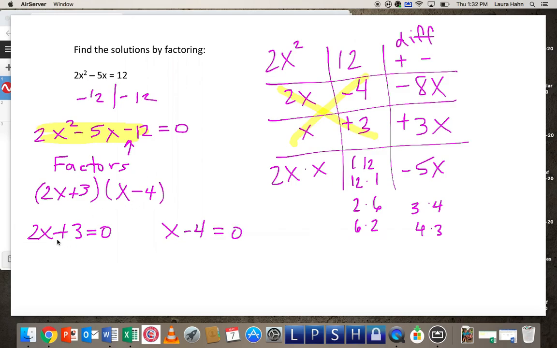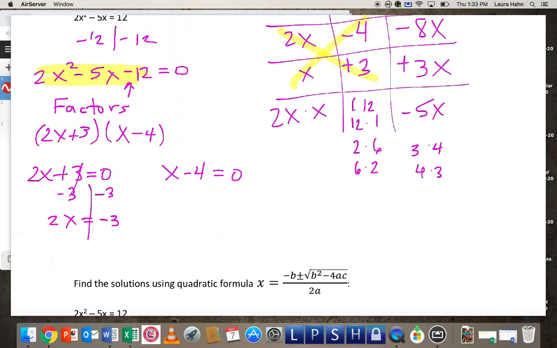So to find my solutions, I'm going to have to solve for x so I can see where it crosses the x-axis. All right, so to get x by itself, I get rid of a plus 3 by taking away 3 on both sides. So it's going to give me 2x equals 0 minus 3, which is negative 3. Then to get rid of this 2, I'm going to divide by 2 on both sides. My 2's cancel, so that gives me x is equal to negative 3 halves. Well, guys, negative 3 halves is the same thing as negative 1.5.